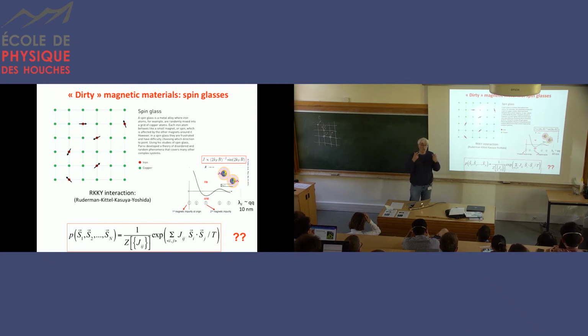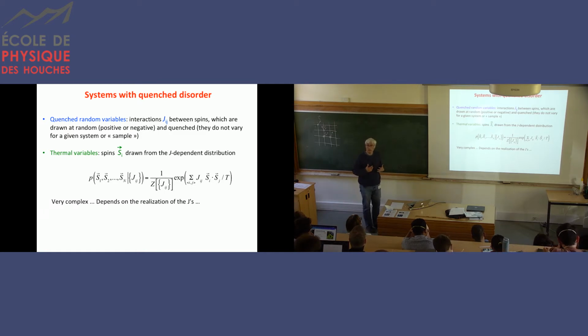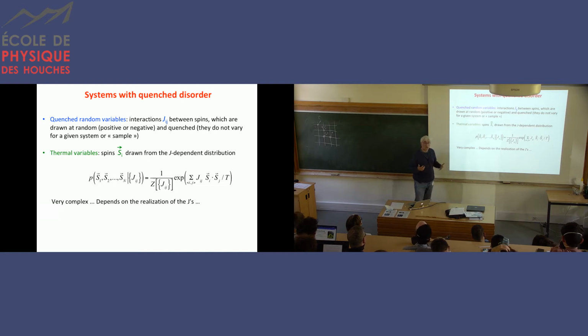So you really have 2 kinds of disorder, and this is the point of this slide. You have the disorder which is quenched. These are random variables which are drawn once and for all at the beginning of the definition of the problem, and here they will be the matrix of interaction Jij. They are drawn at random, and there will be a specific distribution we'll have to make clear when we study a specific problem. In my case of spin glasses, they can be positive or negative. And they are quenched, which means they do not vary for a given system or sample. So we fix them forever.